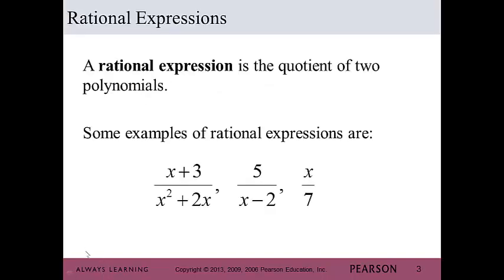A rational expression is the quotient of two polynomials. Here are some examples of rational expressions. X plus 3 all divided by x squared plus 2x, 5 over x minus 2, and x over 7. These are rational expressions because the expression in the numerator is a polynomial and the expression in the denominator is also a polynomial.